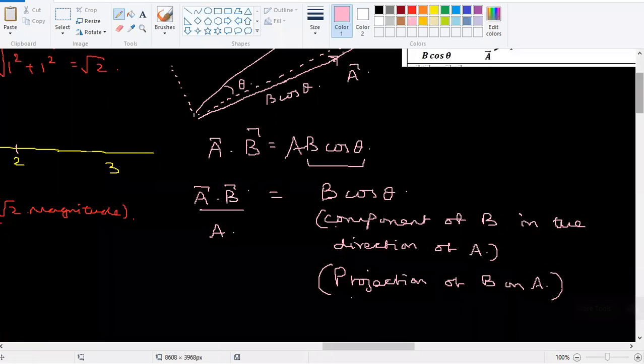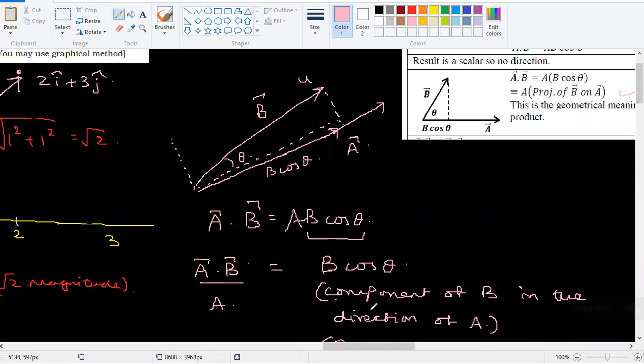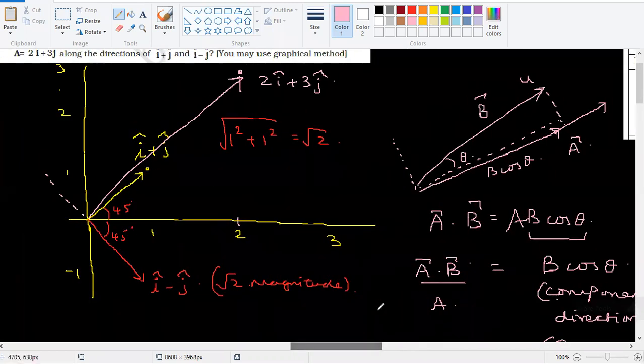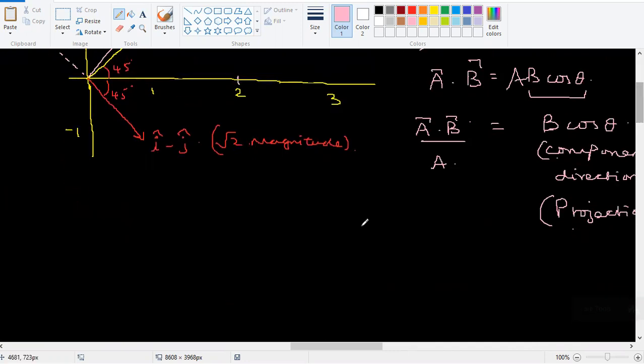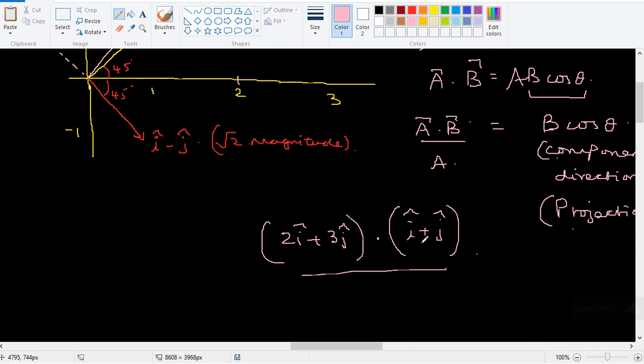So what I'm trying to say here is they're asking you to find the component. i plus j is here and 2i plus 3j is here. So A dot B, 2i plus 3j is one thing and i plus j is another. To find the dot product, I have to do it like this, and then the magnitude of the A vector, which is Pythagoras theorem, 2 squared plus 3 squared.